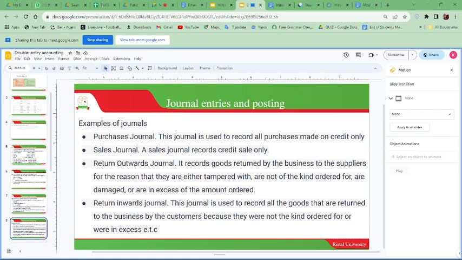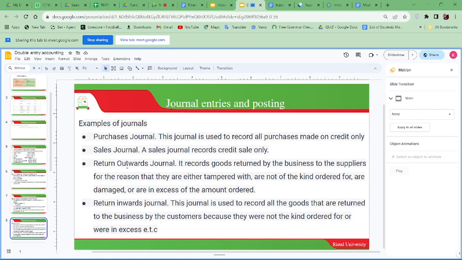So we have sales journal. A sales journal records credit sales only. These are the goods that you sold on credit. These are the goods that you sell to your customer on credit. So we record them under sales journal.